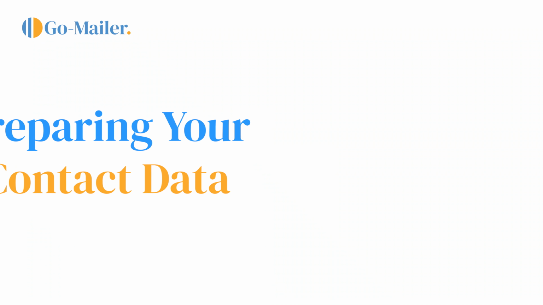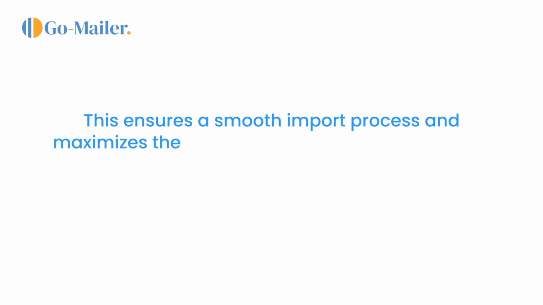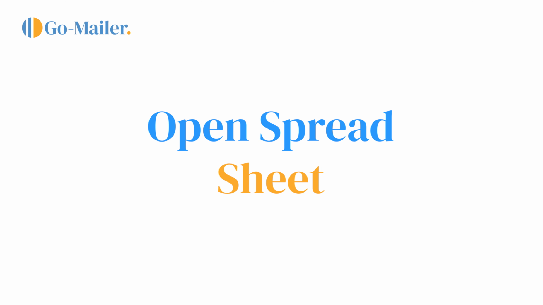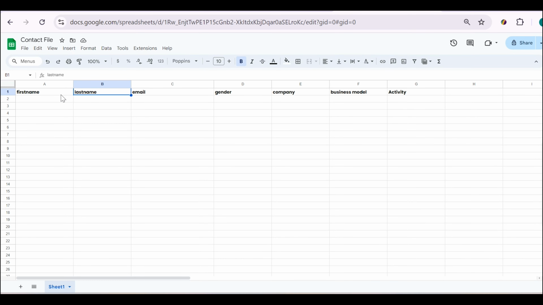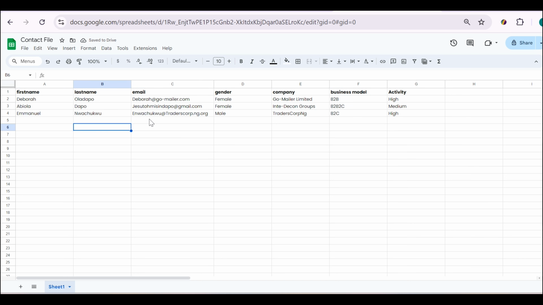The first step in a successful contact import is proper data preparation. This ensures a smooth import process and maximizes the utility of your contact information within GoMila. To prepare your data, open a new spreadsheet in Excel or Google Sheets. Create columns for essential information such as first name, last name, email, gender. Then you can include any additional custom fields relevant to your marketing strategy. Populate these columns with your contact data, ensuring accuracy and consistency.